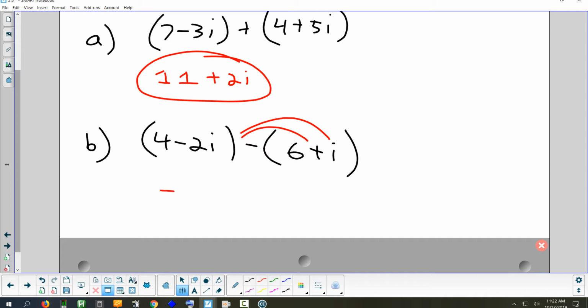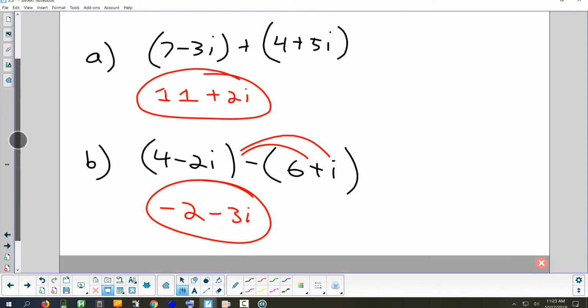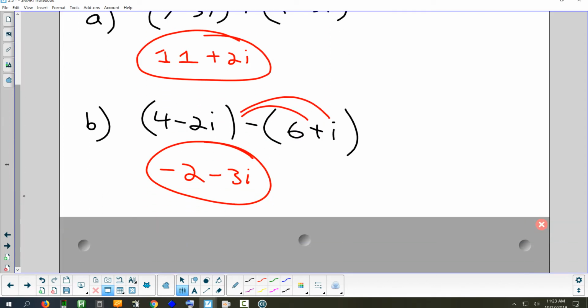Yep, so 4 minus 6 is negative 2. And the imaginary part? Yep, negative 2i minus another i. There you go. So that's how you would subtract them. Questions on that? Okay, we're going kind of quick because again, this part is all really review. I think example 4 is finally the example that starts the real material.